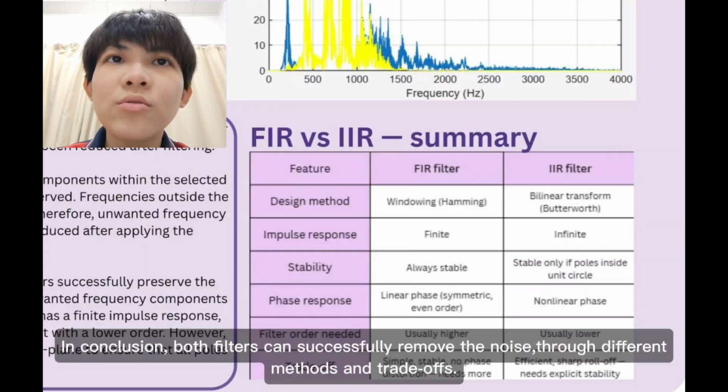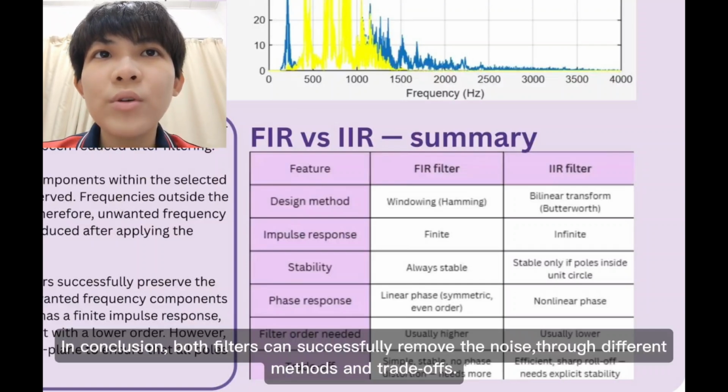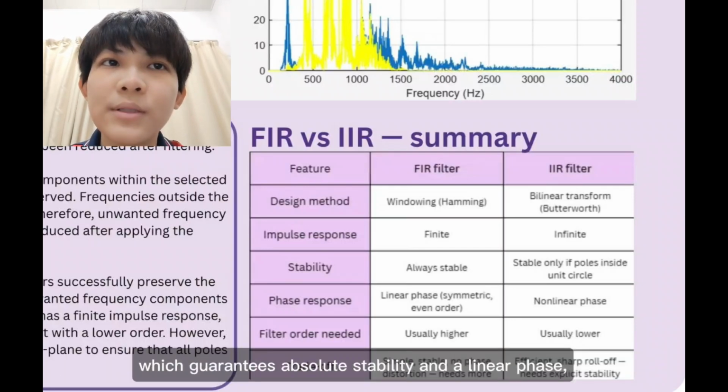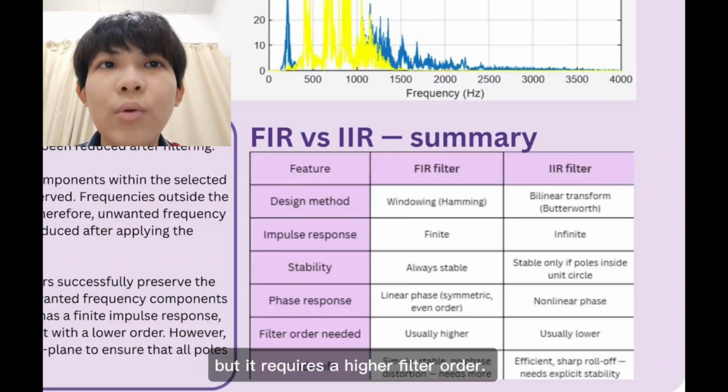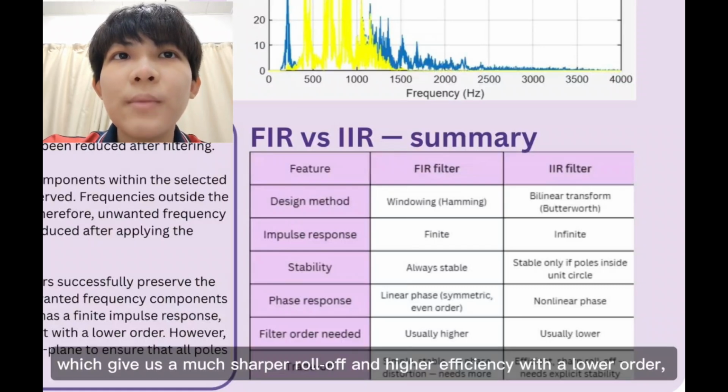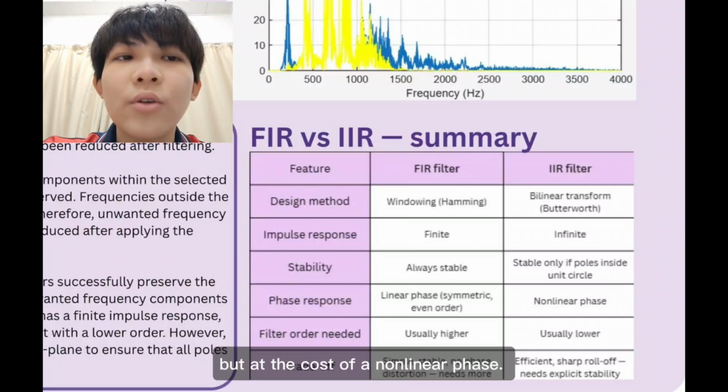In conclusion, both filters can successfully remove the noise through different methods and trade-offs. For the FIR filter, we use the windowing method with a Hamming window, which guarantees absolute stability and a linear phase, but requires a higher filter order. For the IIR filter, we use a Butterworth design via the bilinear transformation, which gives us a much sharper roll-off and higher efficiency with a lower order, but at the cost of non-linear phase.